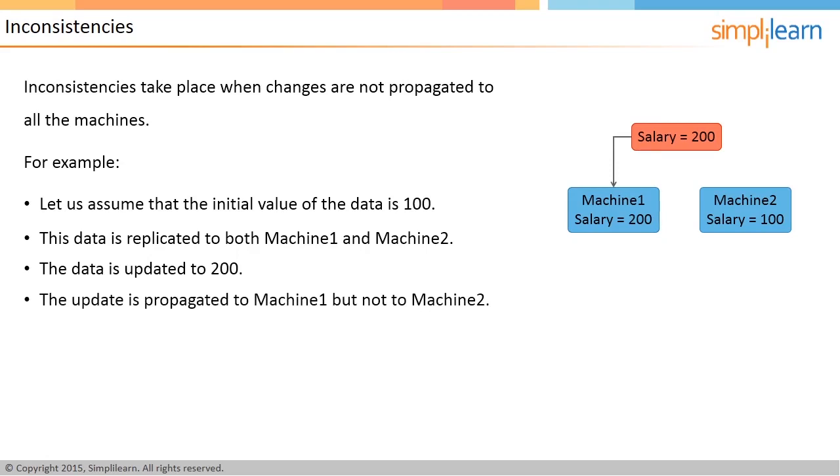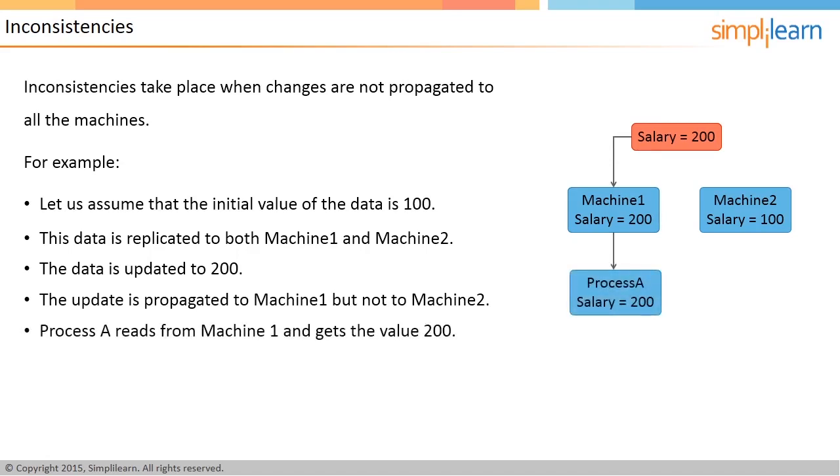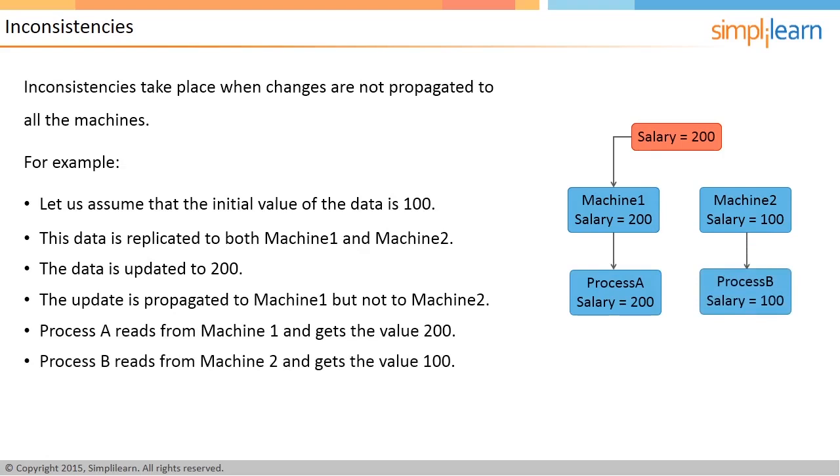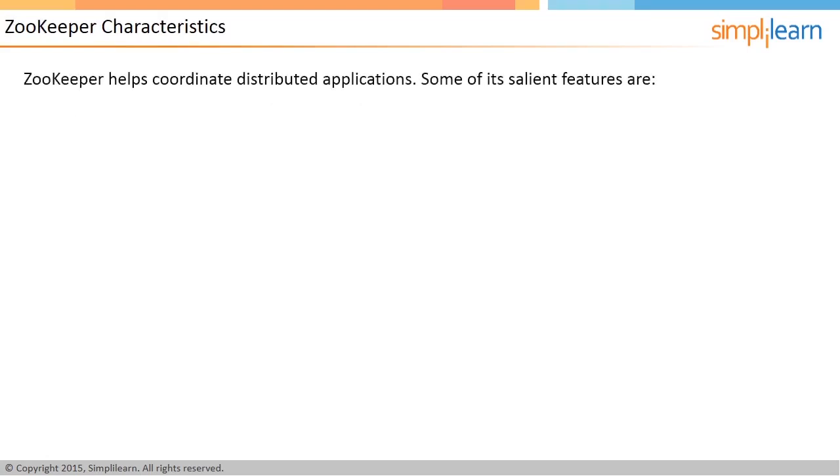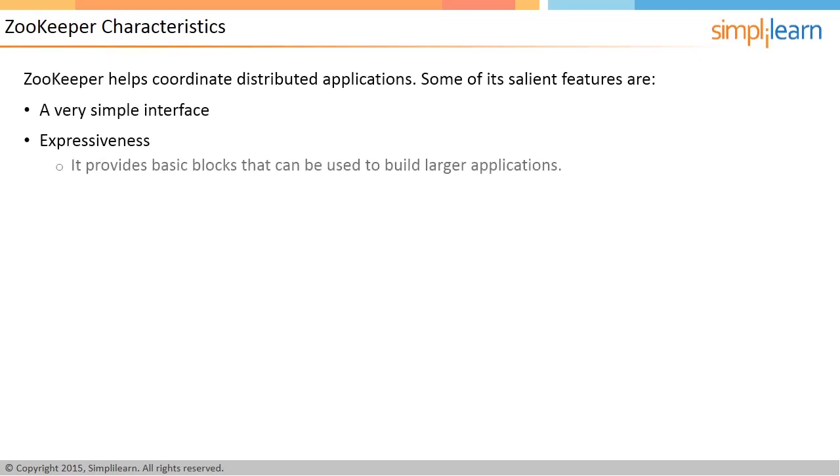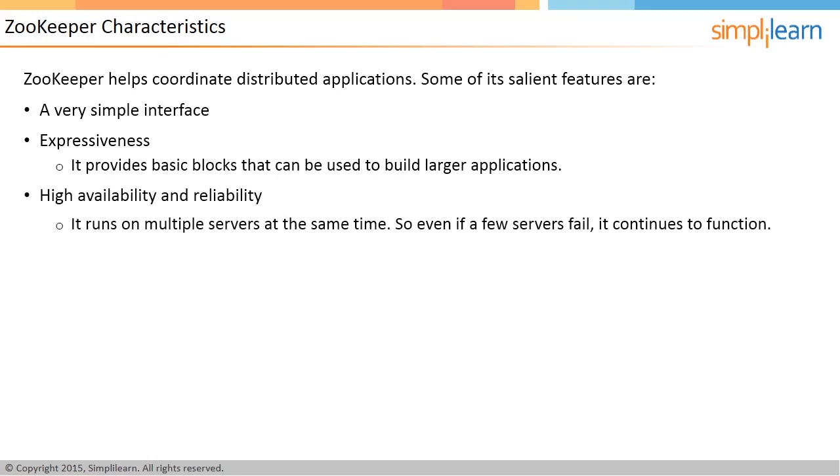Zookeeper helps coordinate distributed applications. It provides a very simple interface. It is expressive, which means that it provides basic blocks that can be used to build larger applications. It is also highly available and reliable. This is because it runs on multiple servers at the same time, so even if a few servers fail, it continues to function. To have fault tolerance for machine failures, it is recommended to have 2N+1 machines running the Zookeeper service. For example, if you want to have a fault tolerance of 3 machines, then you should have Zookeeper running on 7 machines.